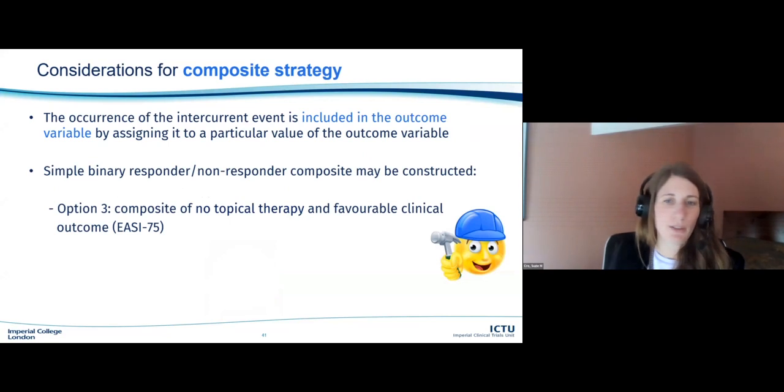Now, in the most simple scenario, a binary variable could be defined as a responder or a non-responder variable based on a clinical measure. So in the eczema study, the third option that we could use would be to define a composite outcome of no topical therapy and a favourable clinical outcome, such as EASI-75, which means the patients had a 75% improvement in the EASI score from baseline. Now, considering use of topical therapy as a failure here does fundamentally change the question we're asking.